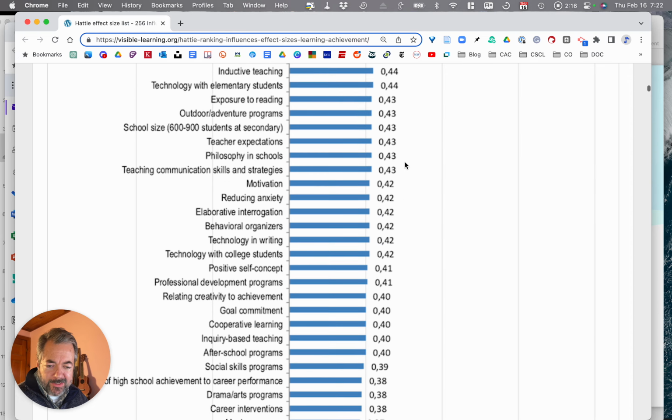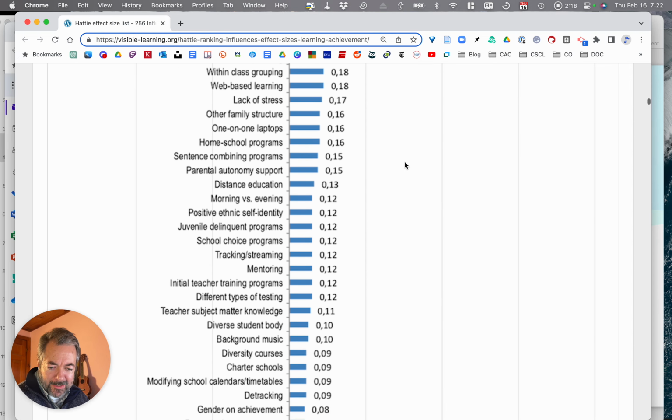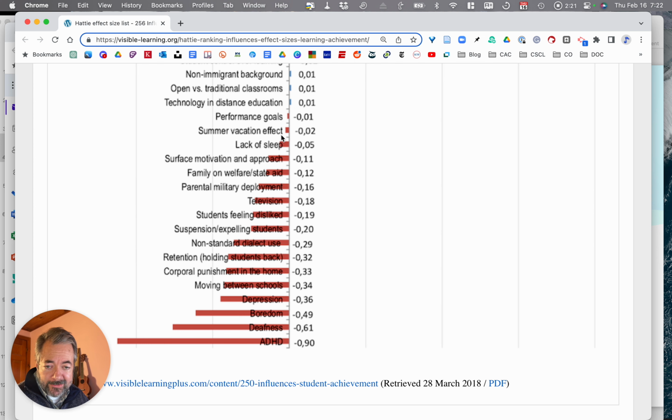If you go all the way down to the bottom, here you have things like summer vacation is actually a downer, which makes sense, although not a big downer if you look. Negative 0.02 is not terrible, certainly. And yet, things like ADHD, deafness, boredom, depression. A couple things here. You'll notice military deployment is fairly low, so those families have to be careful. Retention, obviously pretty low. Corporal punishment in the home is pretty low as well, which really does make sense, doesn't it?